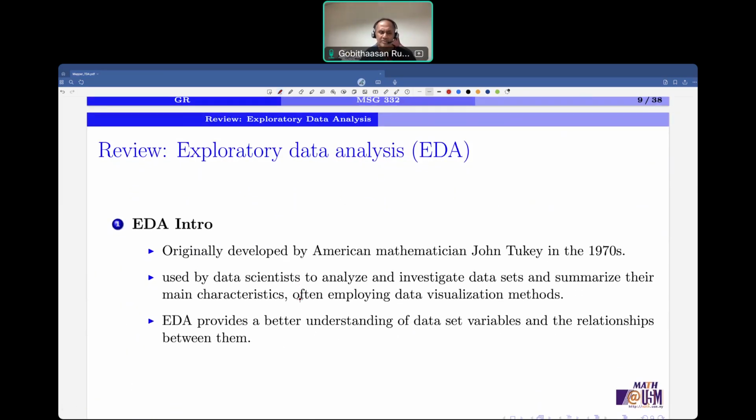Okay, a little story on EDA just to review back. Originally it was introduced by John Tukey back in the 1970s, when computers were sparse. The idea was to investigate the data, summarize the main characteristics, and of course visualize them. Visualization is very important. Why? You want to understand the relationship between the features and see how related they are.